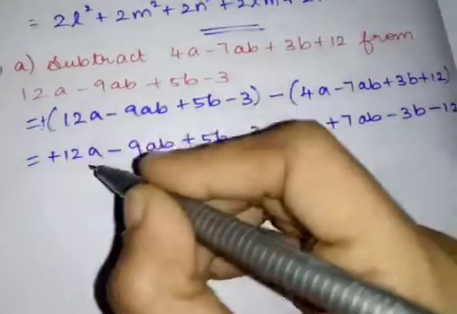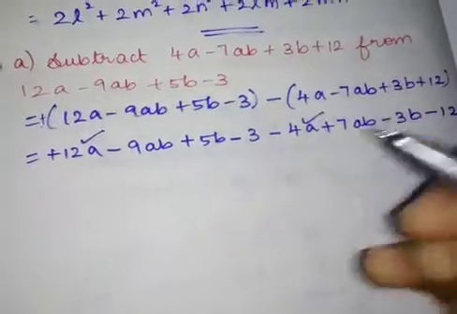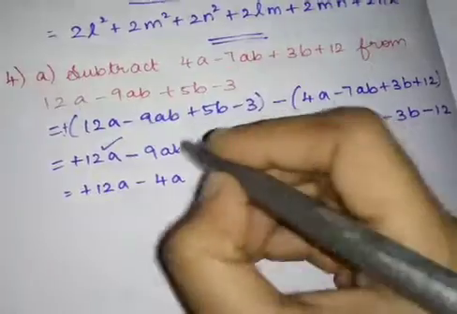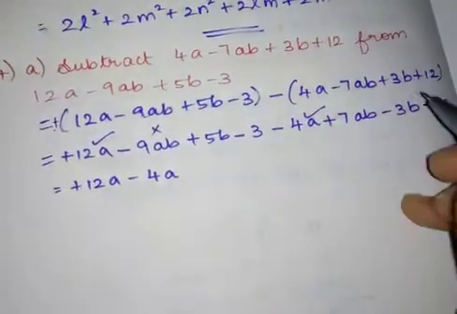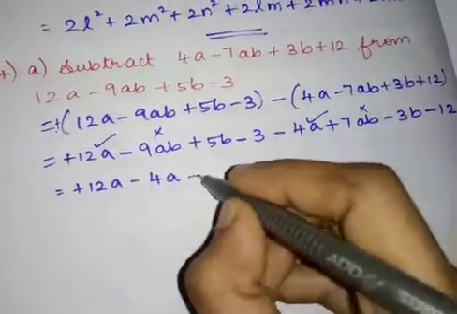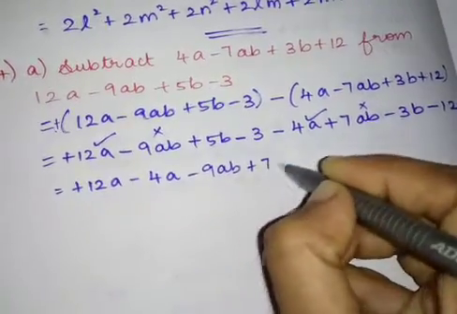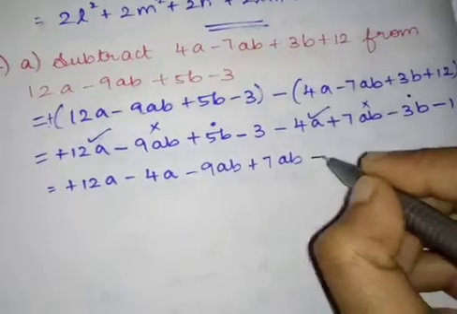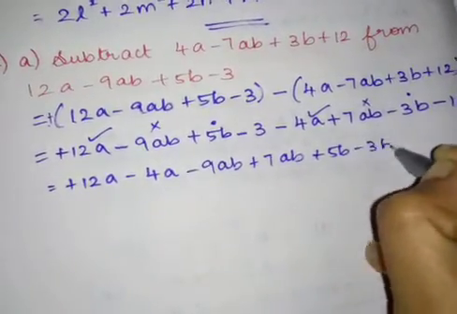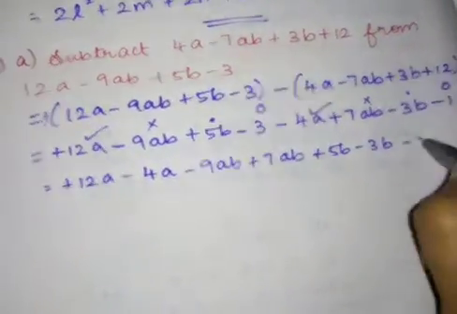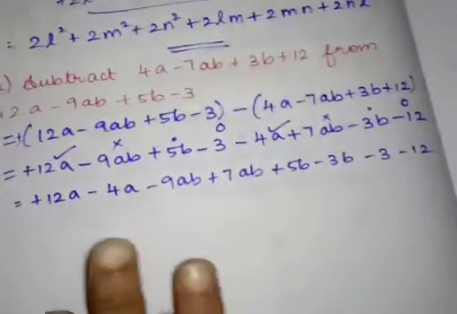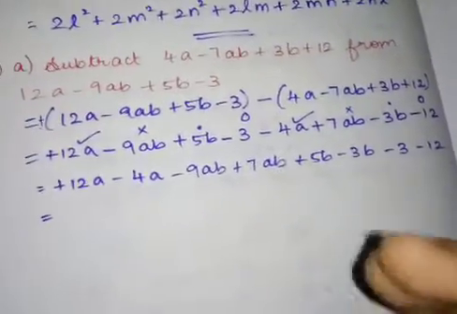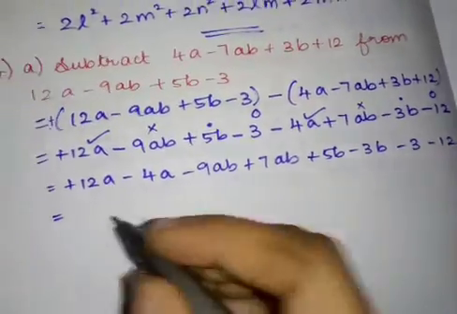Now arrange all the like terms. Plus 12a minus 4a, minus 9ab plus 7ab, next plus 5b minus 3b, then minus 3 minus 12. Now I have arranged all the like terms together. So now what should you take? You should take the common variable outside.